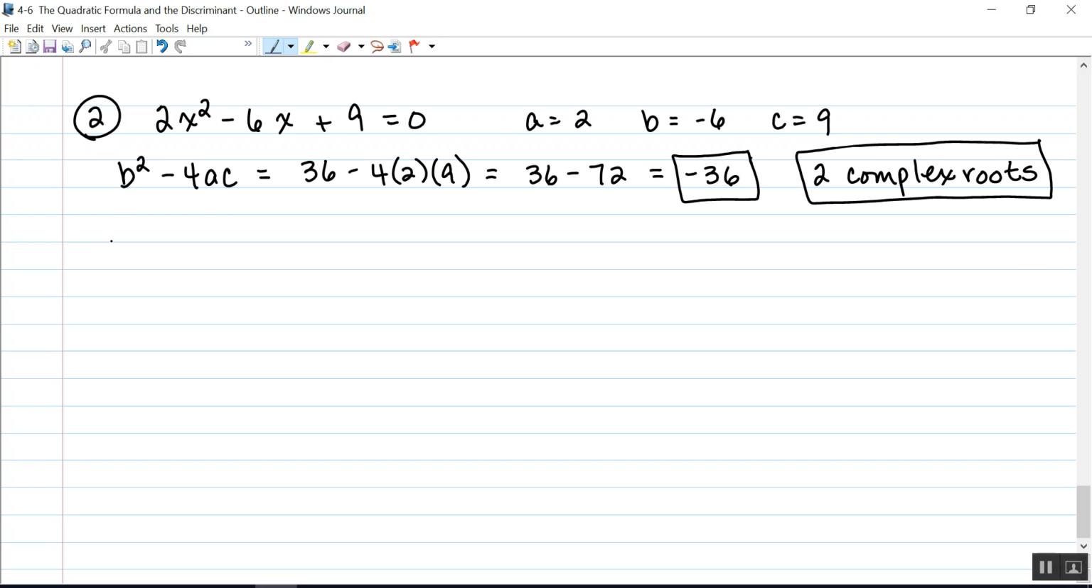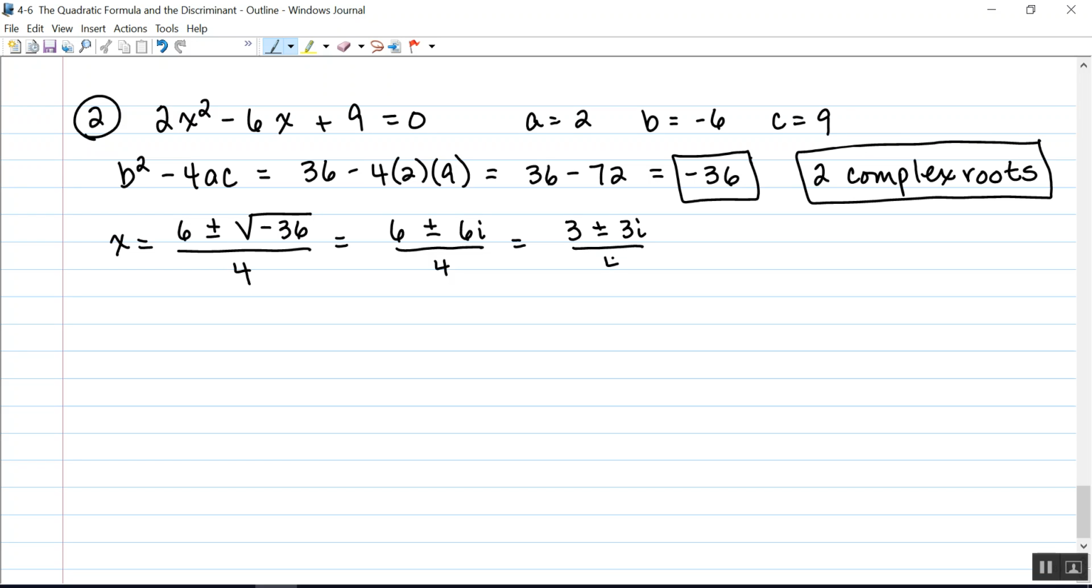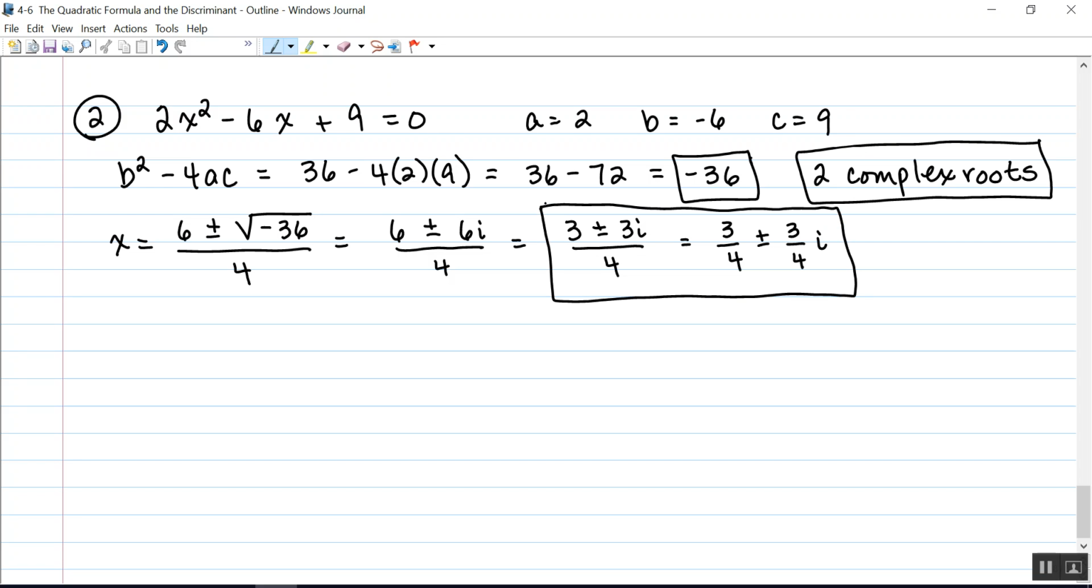Now, let's solve this using the quadratic formula. x equals negative b plus or minus the square root of, I already found b squared minus 4ac, all over 2a, or that's going to be 6 plus or minus the square root of negative 36, which is 6i, over 4. I can divide each of those by 2, so 3 plus or minus 3i over 4, or I'm not sure which way they prefer to write it, 3/4 plus or minus 3/4 i. Remember, that second way of looking at it shows you the real part and the imaginary part.